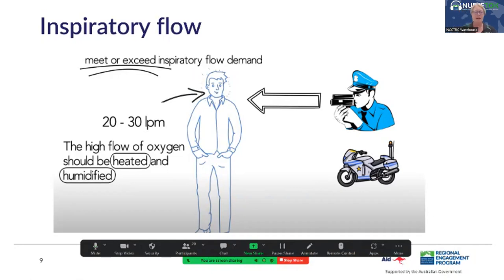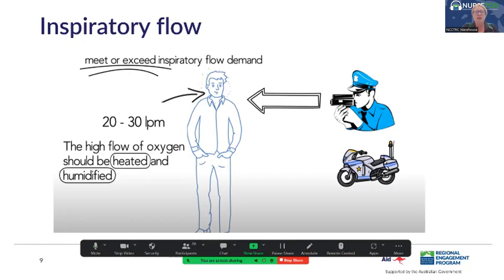So the way I teach this now is, if you think about yourselves sat down listening to this presentation. All right. I hope you are fit and well people, and you don't have any problems with your breathing. So your respiratory rate is probably between maybe 12 to 16 breaths a minute. And you're probably breathing in about 20 to 30 litres per minute of air.